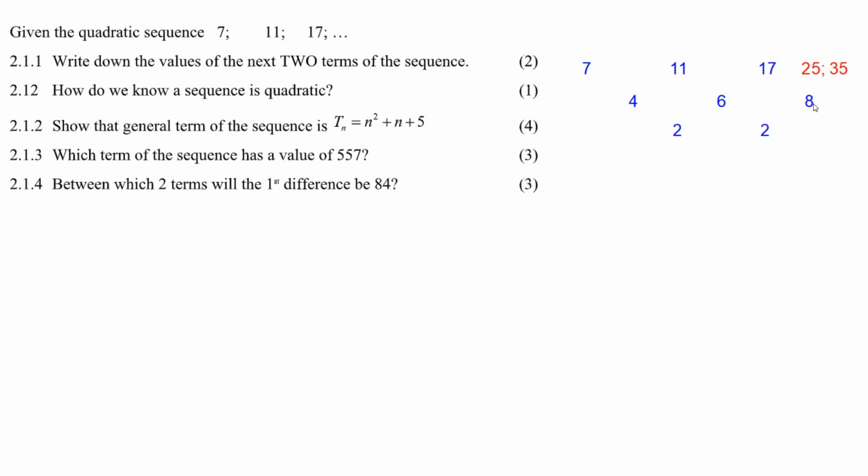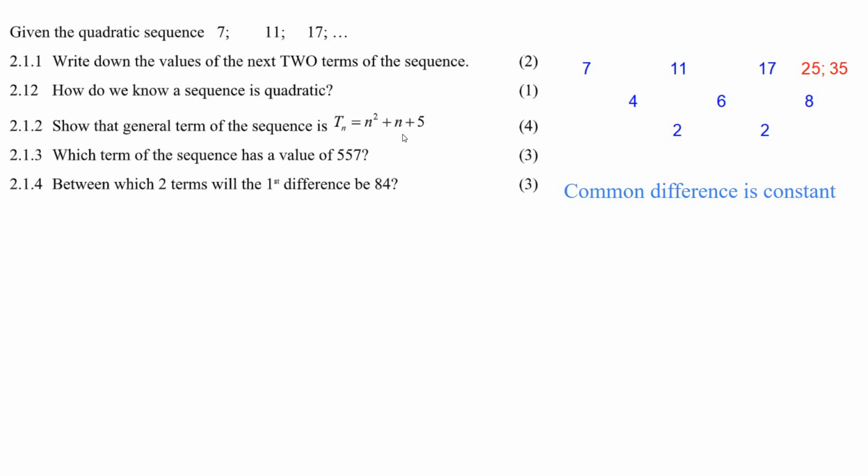Well, we know it's going up by 8, the next one. So 17 plus 8 makes the next term 25. And then if we add 10, because it's got to go up by 2 more, the next one's 35. Now, how do we know it's quadratic? I just said it, because the second common difference is constant.